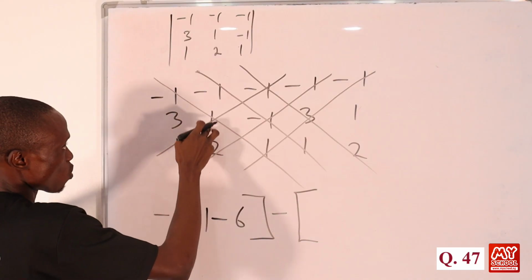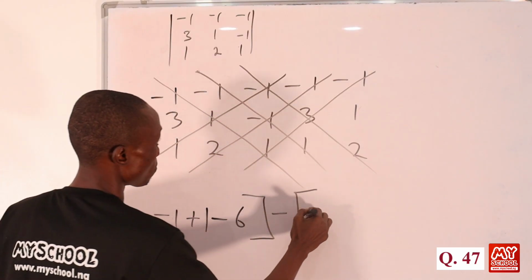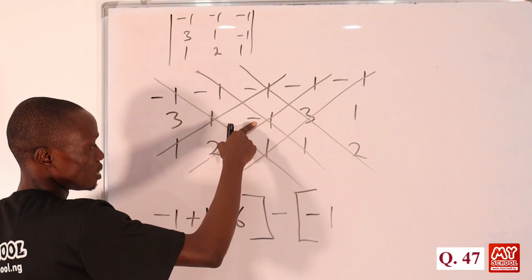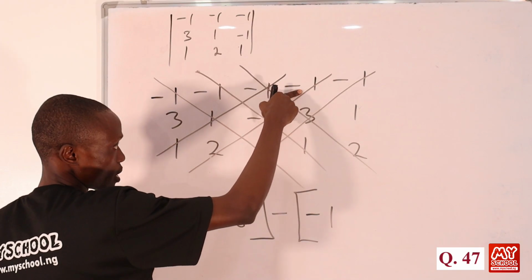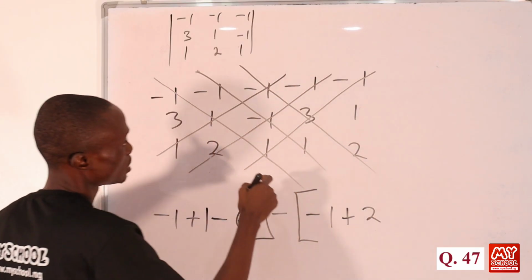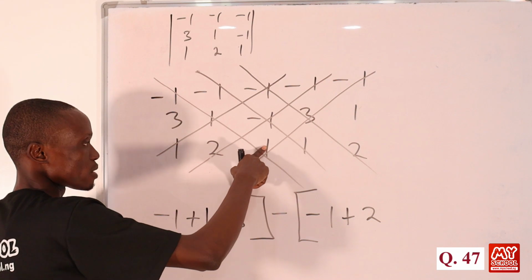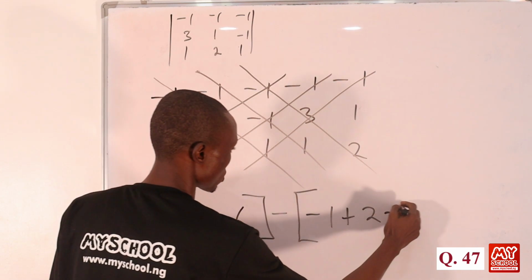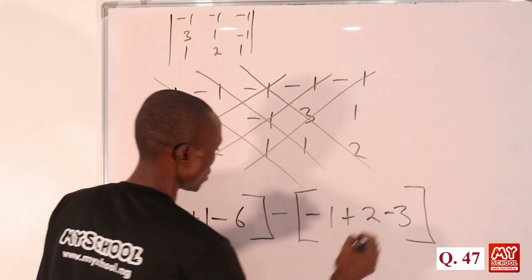So 1 times 1 times minus 1, that will give us minus 1. Then 2 times minus 1 times minus 1 will be equal to plus 2. So here we have plus 2. Then the last one is 1 times 3 times minus 1, and that will give us minus 3. So let's put all this in brackets.